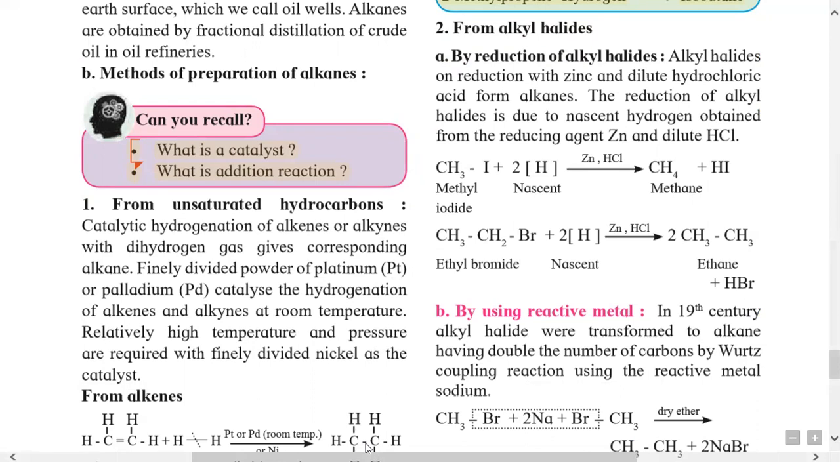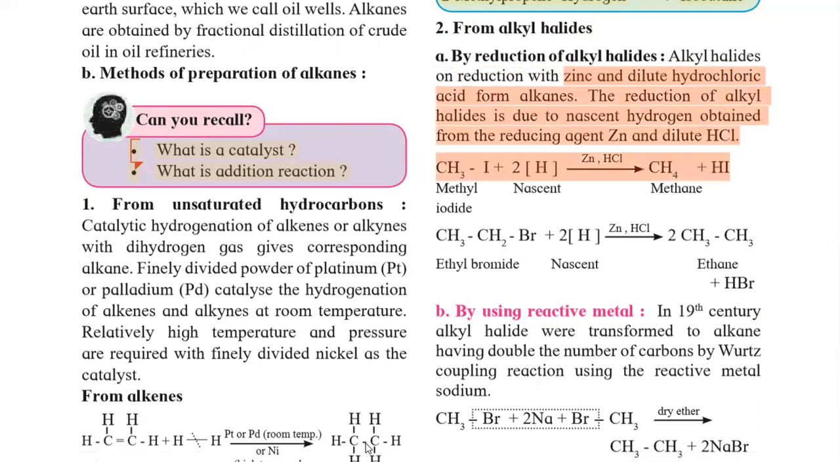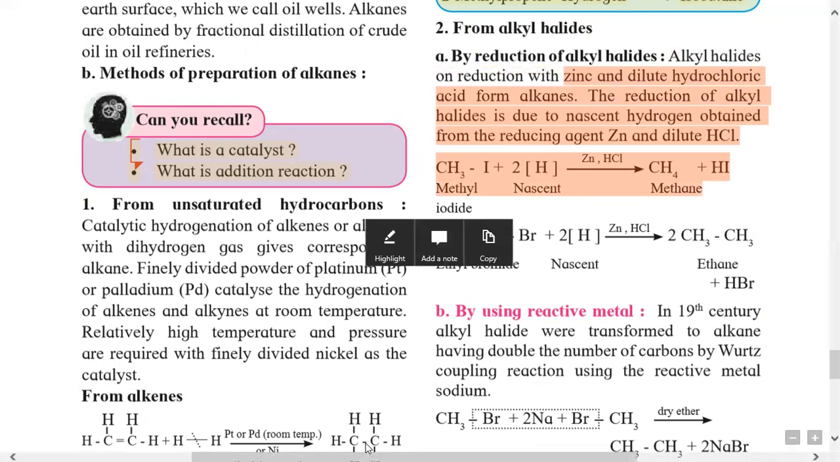So alkyl halide on reduction with zinc and dilute hydrochloric acid forms alkane. The reduction of alkyl halide is due to nascent hydrogen obtained from the reducing agent zinc and dilute hydrochloric acid. What is this nascent hydrogen atom?